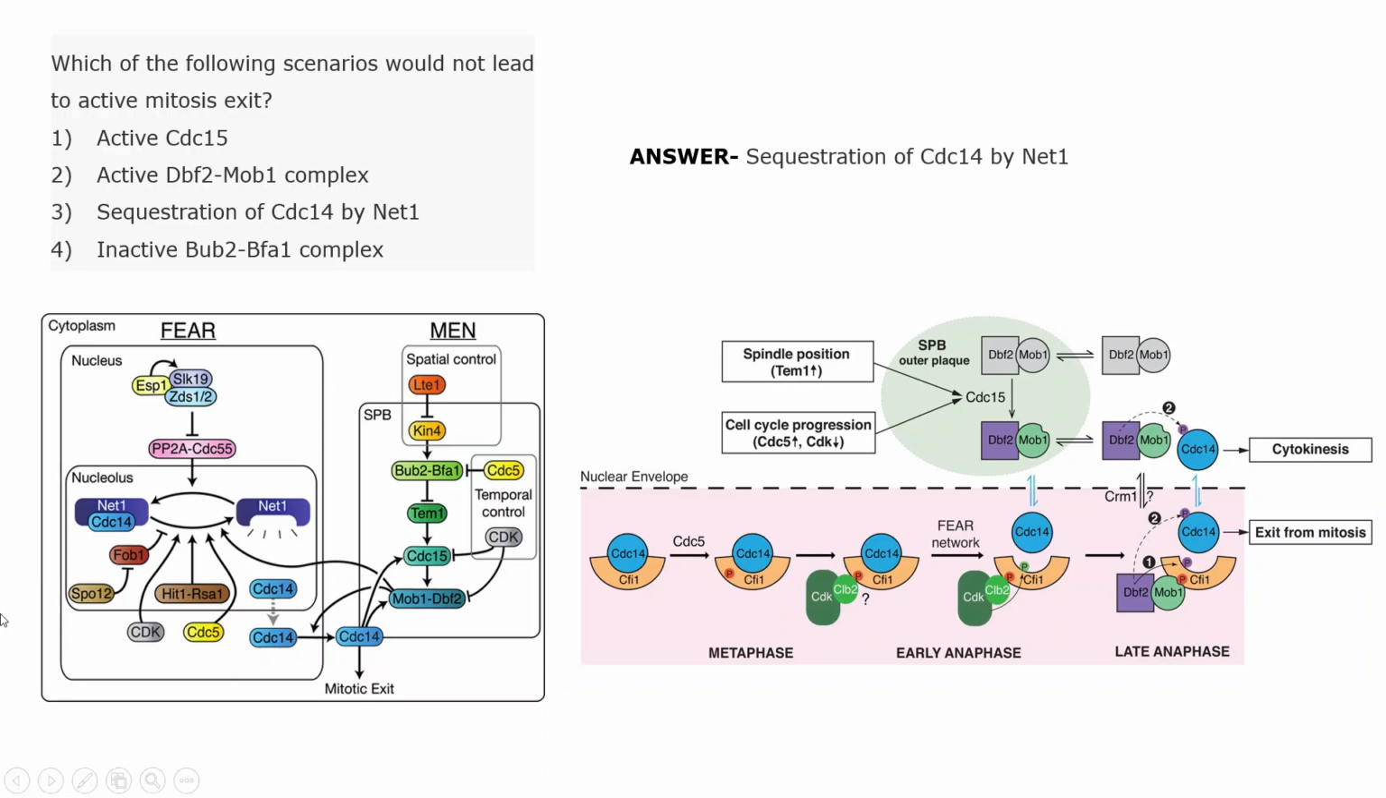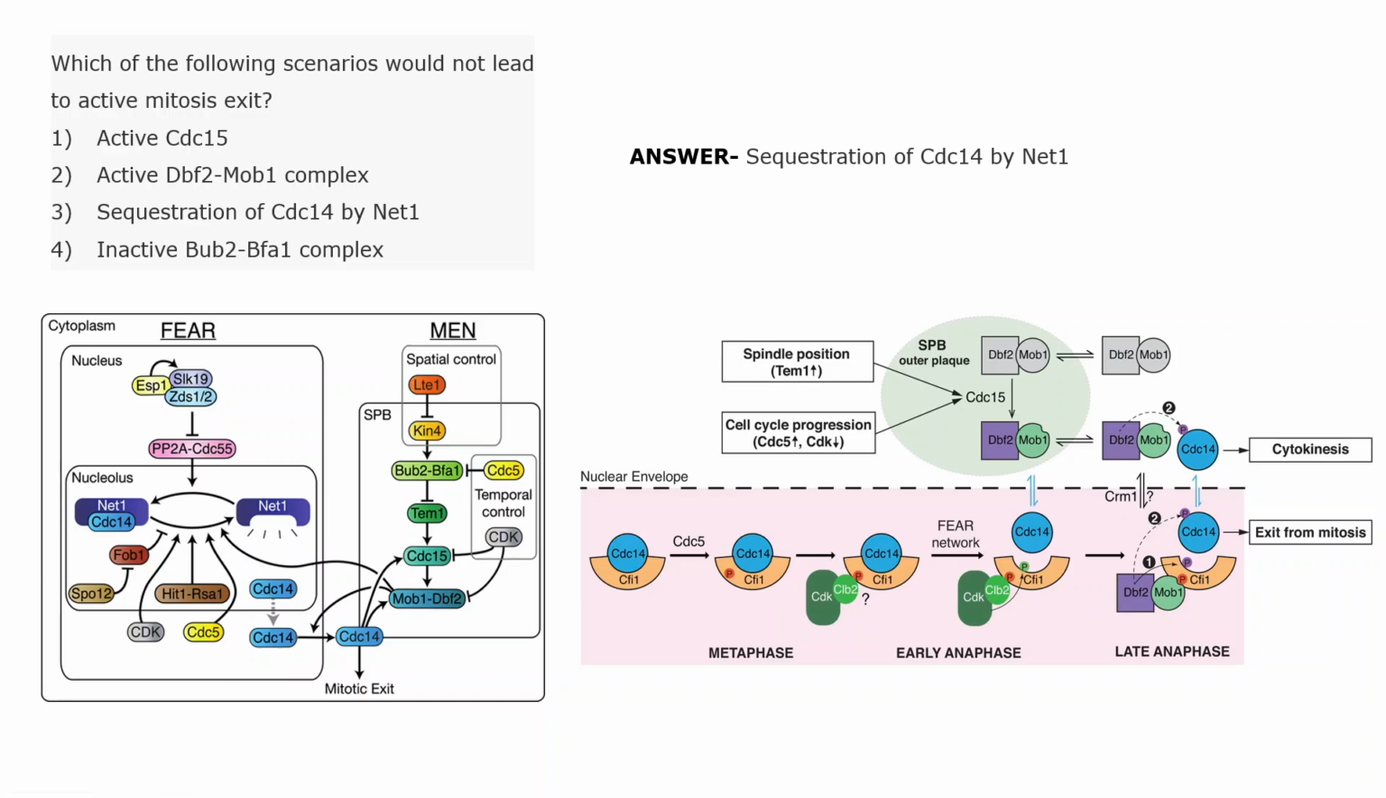If you look at this particular diagram, CDC14 is bound to a protein inhibitor called CFI1, or in this case you can see that the CDC14 inhibitor is called NET1. So in case of different organisms the nomenclature will differ.